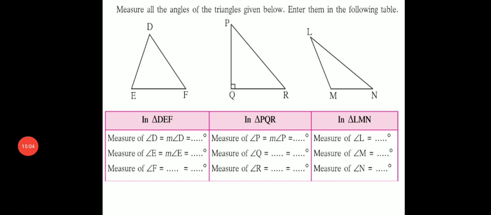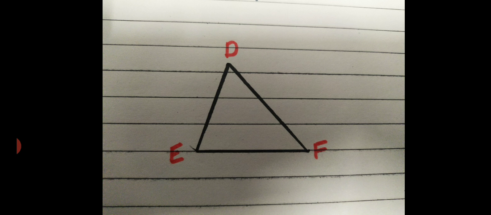So beginning with the first triangle, that is DEF. Here I have drawn again a rough figure, that is DEF. You have it in your textbook. You are going to measure it in your textbook the way I will show it to you on the screen. Once again I repeat, children, please refer to your textbook page number 78.